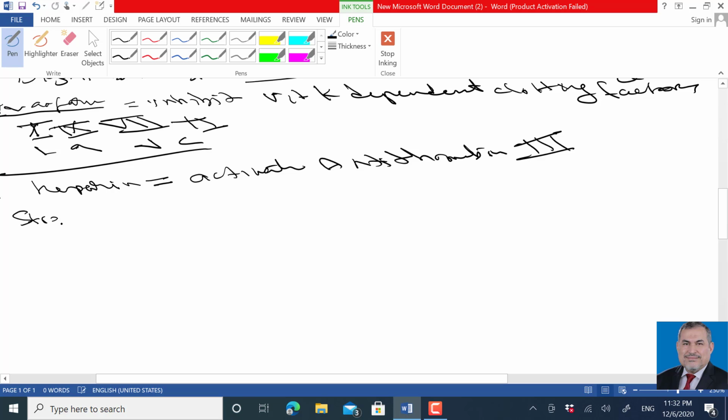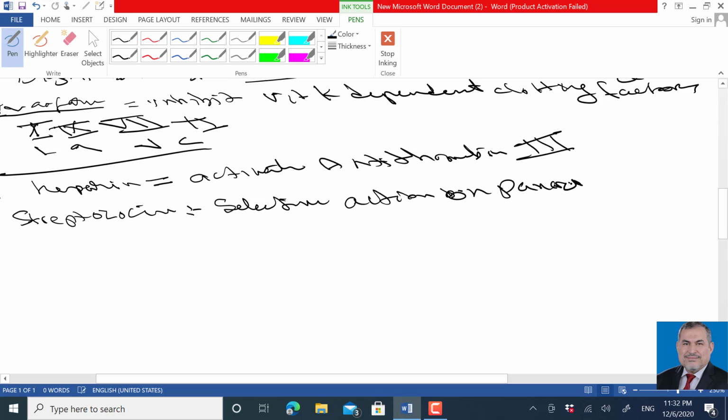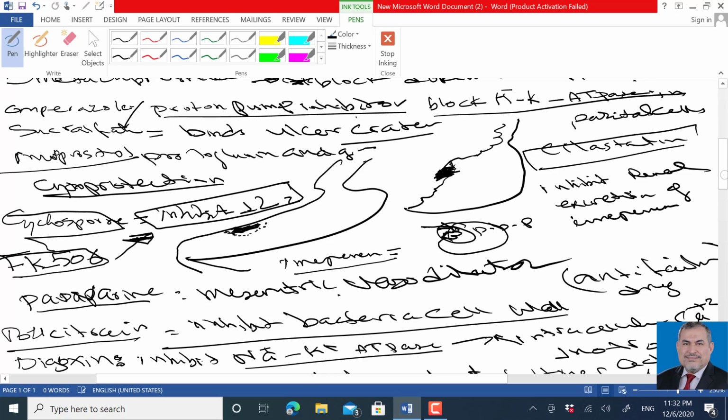Streptozocin. What's the action of streptozocin? Selective uptake by pancreatic cells and death of pancreatic beta cells. Selective action on pancreatic beta cells. Okay.